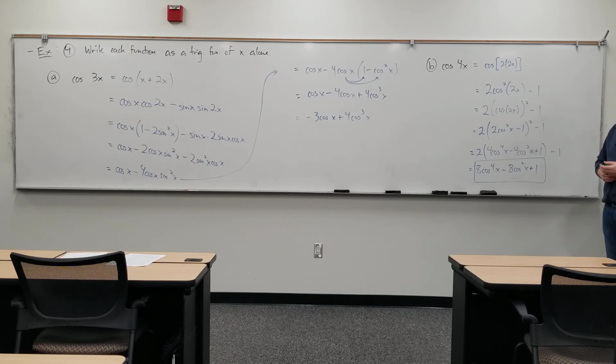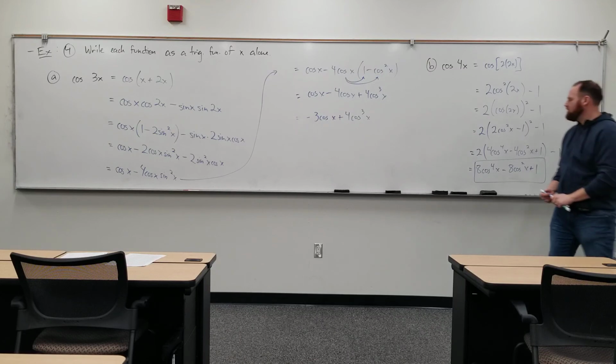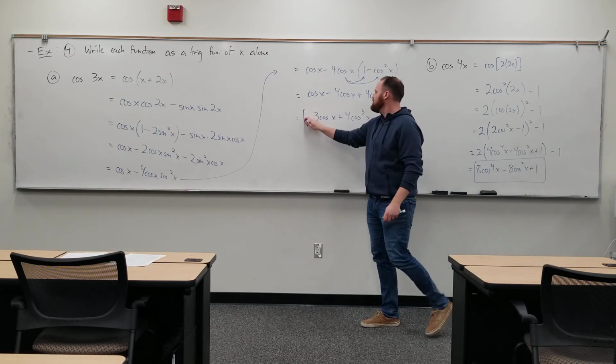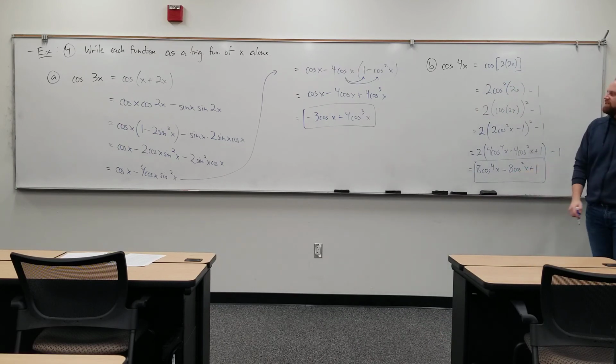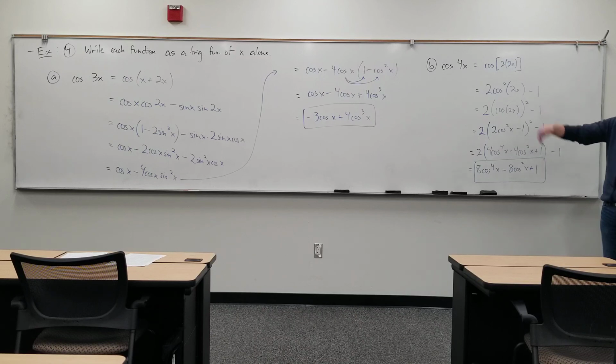Okay. Anyway, pretty interesting. So here's what cosine 3x looks like. Here's what cosine 4x looks like. But you can always rewrite these things just in terms of a trig function of just x alone, which is kind of nice.